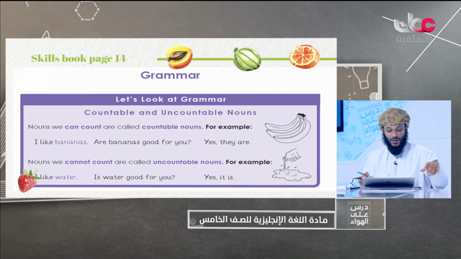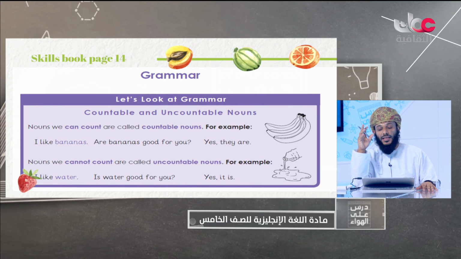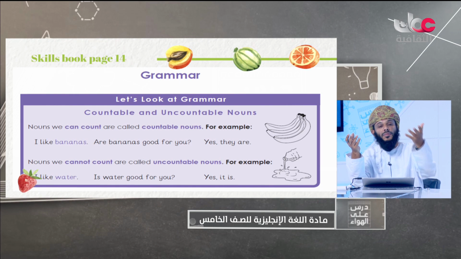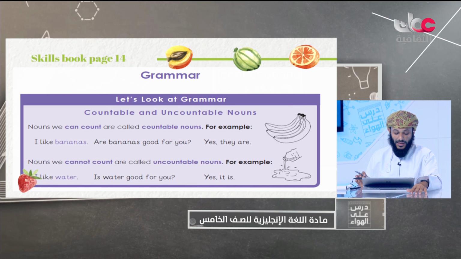Now, go to page 14 in your skills book. The nouns that we can count, we call them countable nouns, while the words that we cannot count, we call them uncountable nouns. Like here, nouns we can count are called countable nouns.